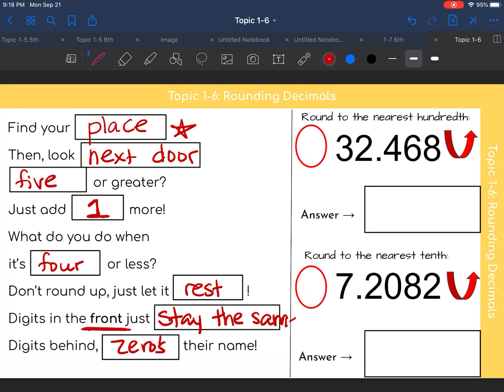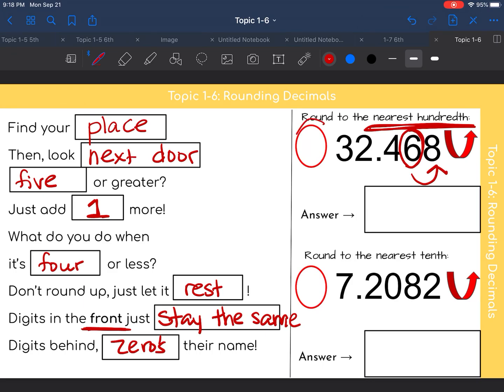All right. So the directions say round to the nearest 100th. So the first step is to find our place. So we're going to find our 100ths place value. So that's the 10ths. Right here is the 100th. So the 6 is in the 100ths place value. All right, so we found our place. Now we look next door to our right. And this 8 is going to tell us what to do with that 6.